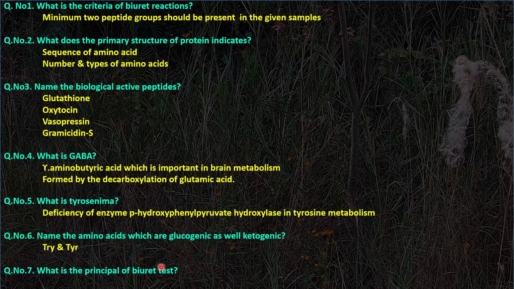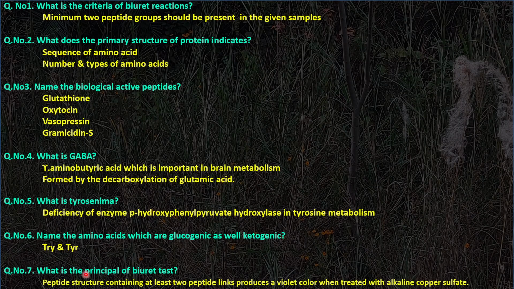What is the principle of the biuret test? Single line principle: a peptide structure containing at least two peptide links produces a violet color when treated with alkaline copper sulfate.